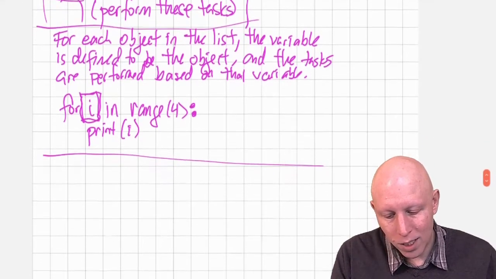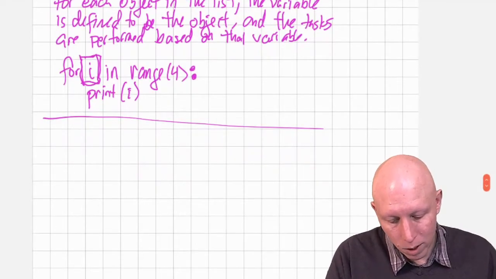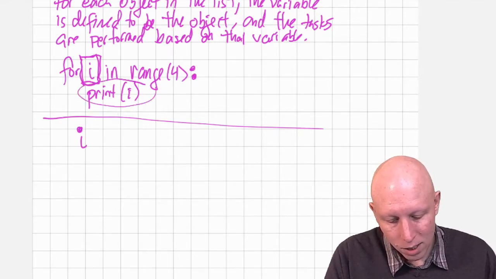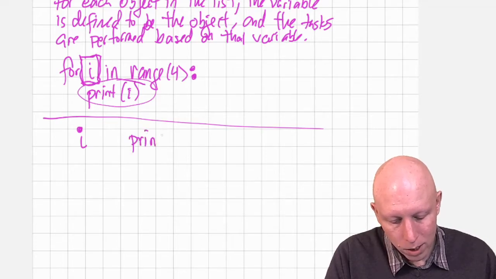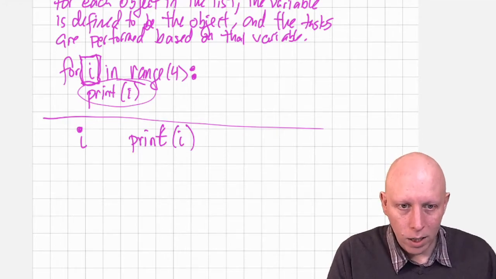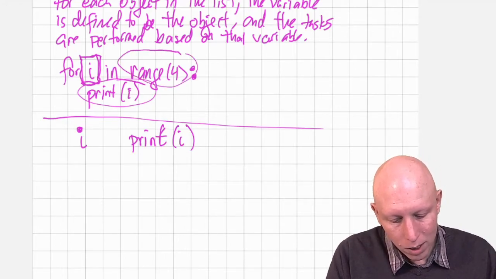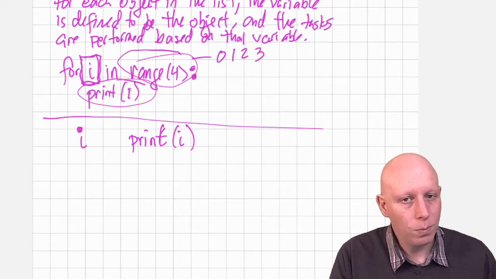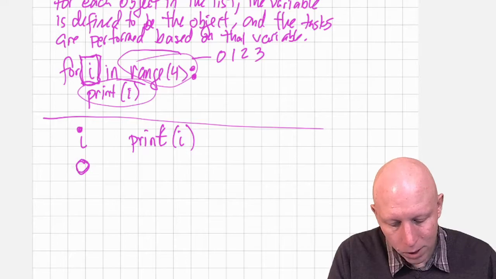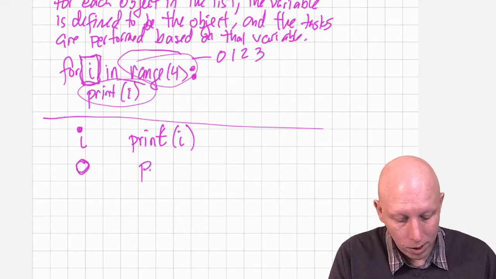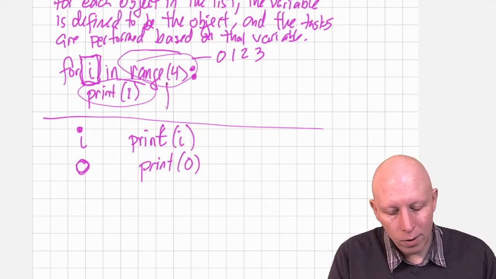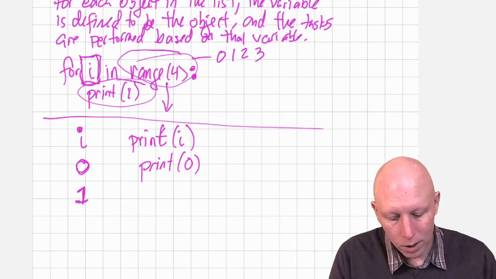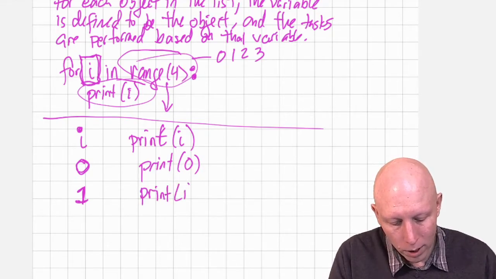And so let's take the view of what a computer sees. A computer sees, okay, i is my value, and the task that I have to do is print i. Now I look at my list of objects. My list of objects is range(4), which we said are 0, 1, 2, 3. So i first is 0. Print i, print 0. I got to the end of my for loop, and so now I choose the next one. The next one is 1, and then I would do print 1.